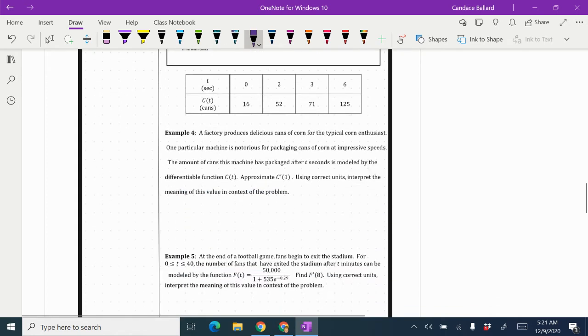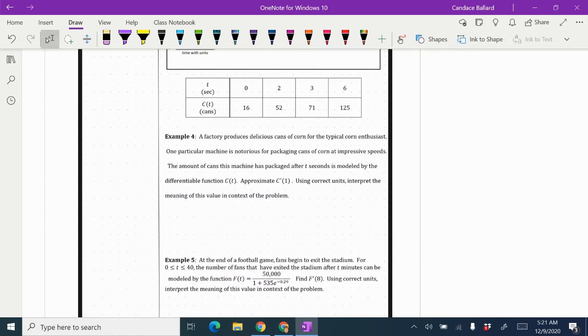All right, so now let's try it from the very beginning and get the sentence in to do the interpretation. A factory produces delicious cans of corn for the typical corn enthusiast. One particular machine is notorious for packaging cans of corn at impressive speeds. The amount of cans this machine has packaged after t seconds is modeled by the differentiable function c of t. Approximate c prime of 1 using correct units. Interpret the meaning of this value in the context of the problem.